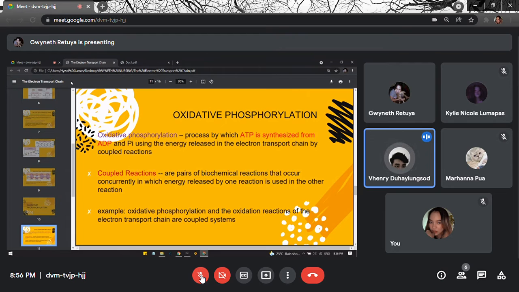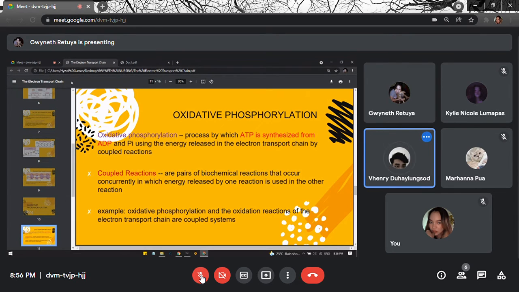So what are coupled reactions? Coupled reactions are pairs of biochemical reactions that occur concurrently. When we say concurrently, it means at the same time. The biochemical reactions occur at the same time, in which one releases energy that is used by the other reaction. An example of coupled reactions is oxidative phosphorylation and the oxidation reactions of the electron transport chain, which are coupled systems.